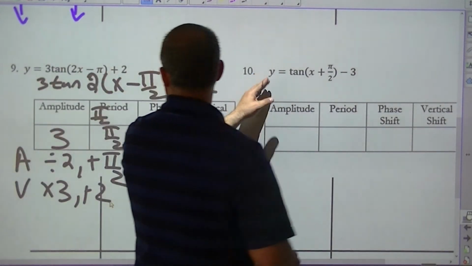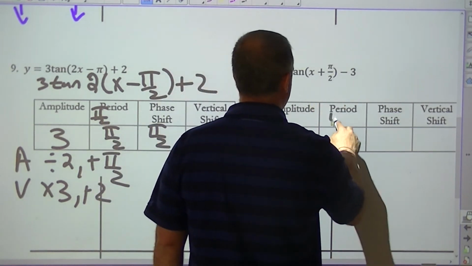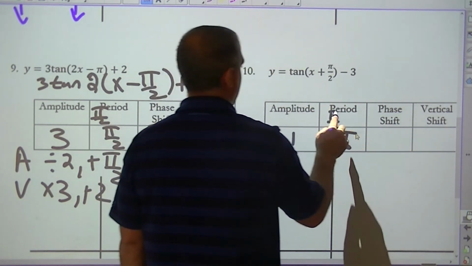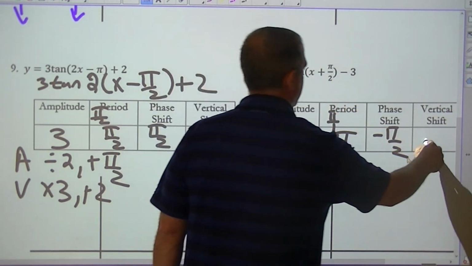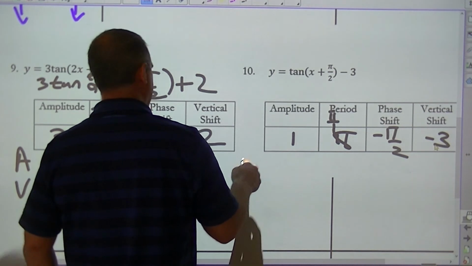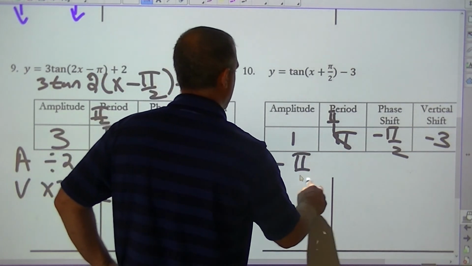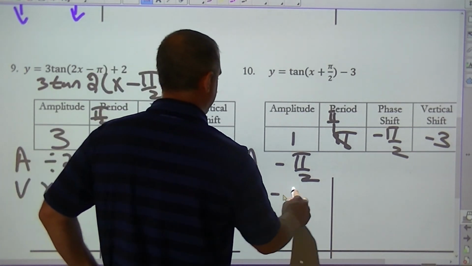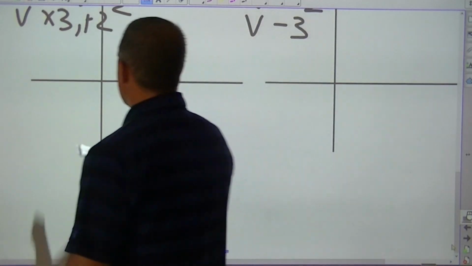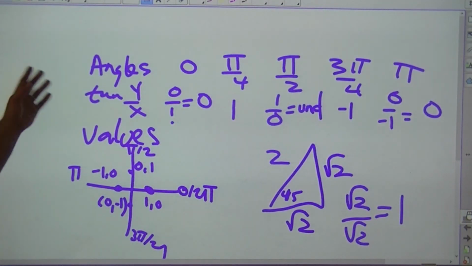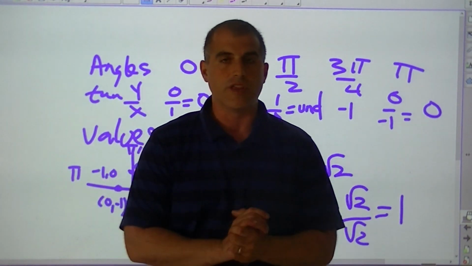Okay? And then my amplitude for this one would be 1. The period would be pi over 1, which would just be pi. My phase shift would be negative pi over 2, and this would be my vertical shift. What I'm going to do to the angles is I'm just going to subtract pi over 2, and what I'm going to do to the values is I'm just going to subtract 3. So apply the same information in the same graph. I think that's it. The big thing is you got to go back to that and figure out those things. And just practice those other ones, you should be fine.